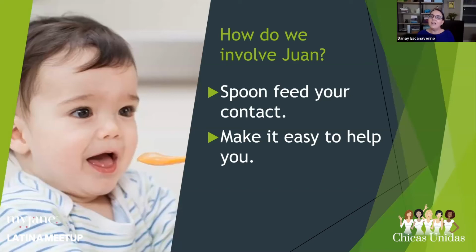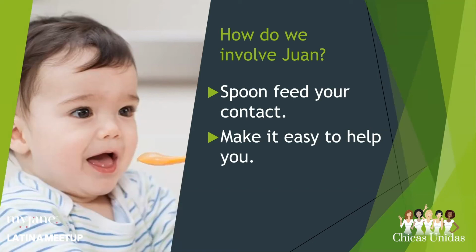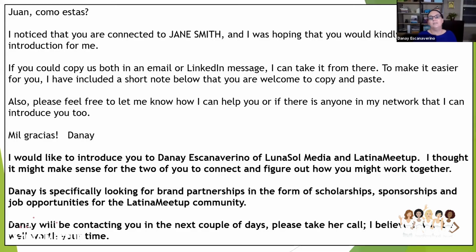So now that I know that Juan is somebody that will connect me to my target, how do I involve him? What do I do? How do I ask him? Well, you're asking someone for a favor. So you want to make it as easy as possible for them to do that favor for you. So I'm going to spoon feed him exactly what he needs to do me that favor. I'm going to make it so easy for him to help me that it's impossible for him to not help me, right? I'm going to give Juan this message. I'm going to say, Juan, ¿cómo estás?